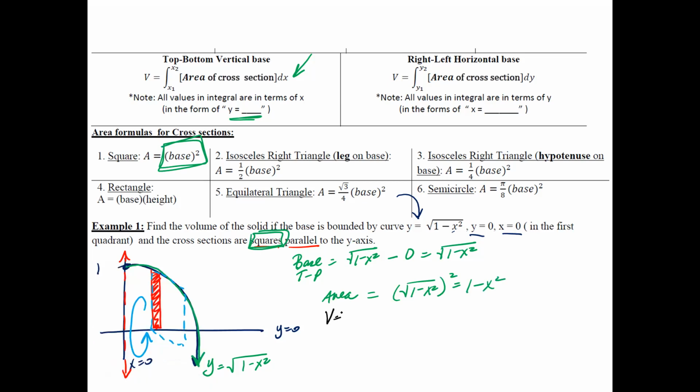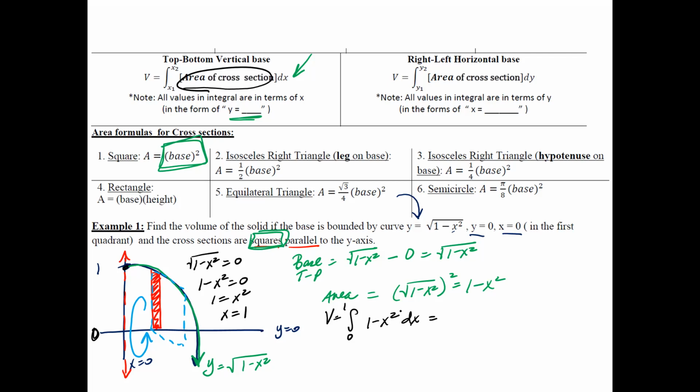Now let's take a look at the volume. The volume formula is going to be the integral from x1 to x2. I know it starts at 0, but I don't know how far it goes up here. I think it's at 1. But if you're not sure about that, you can find the intersection between the green and the red line right there. So it is just going to be square root of 1 minus x squared equals 0, square both sides, 1 minus x squared equals 0, 1 equals x squared, x equals 1. So 0 to 1. And your volume is going to be the integral of the area of the cross-section, which is 1 minus x squared dx.